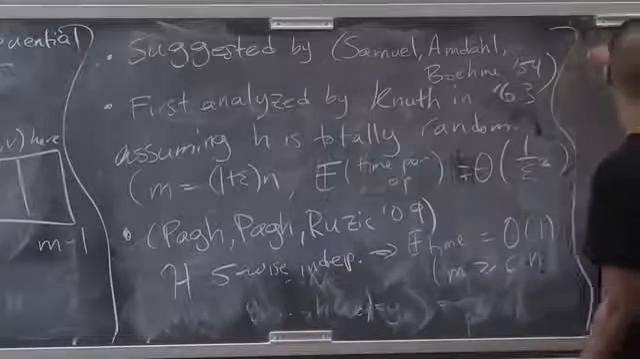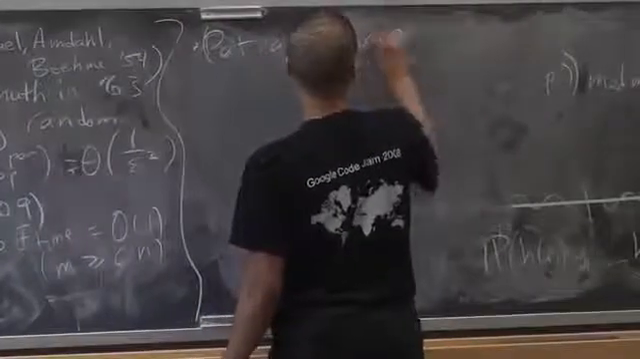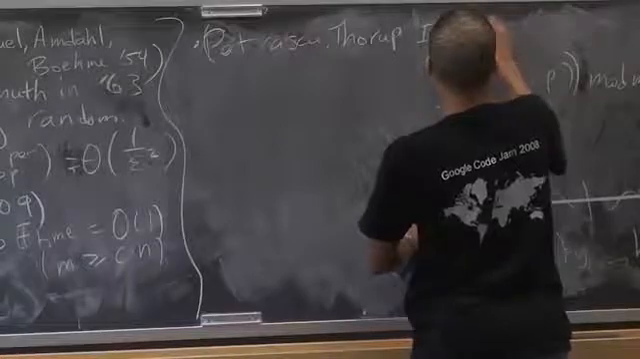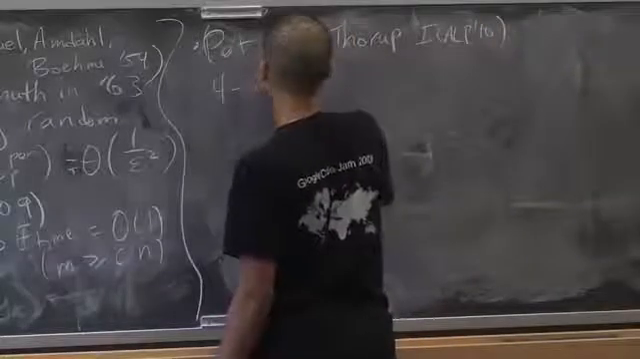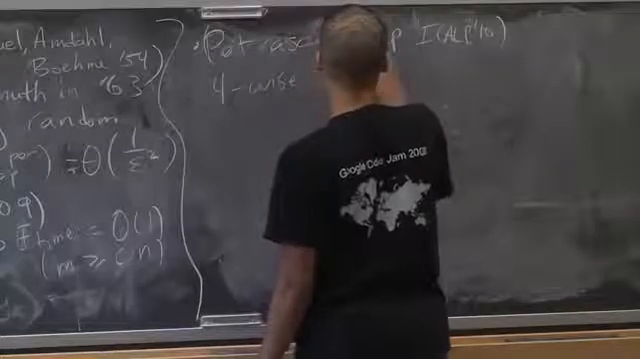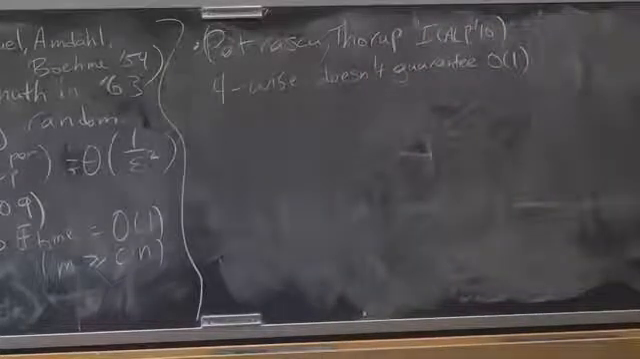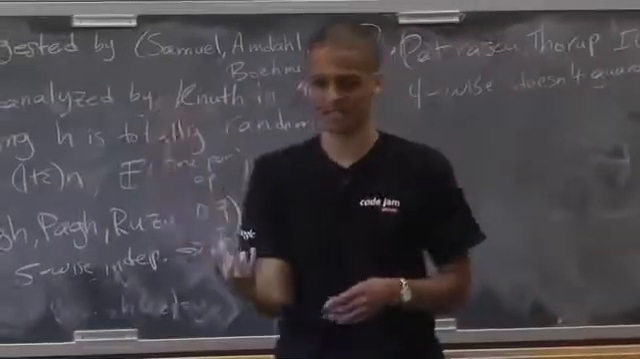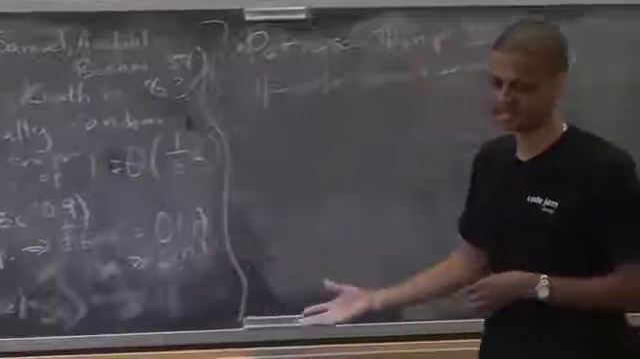And one more reference: Pătrașcu and Thorup in STOC 2010. So they wrote a lot of papers together. 4-wise independence doesn't guarantee O(1) time. They constructed a family H of 4-wise independent functions, such that if you did linear probing where your hash function was drawn from that 4-wise family, then your expected time would be about log n, not constant. But with any 5-wise family, it's constant.